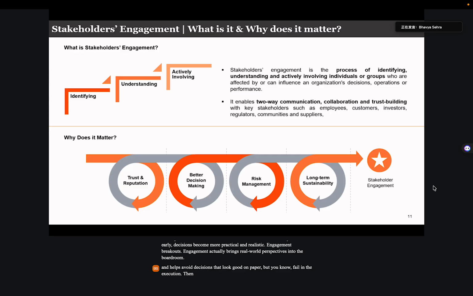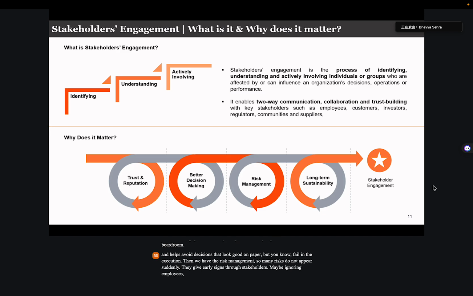Then we have risk management. So many risks do not appear suddenly, they give early signs through stakeholders. Ignoring employees, customers, regulators, or communities often leads to bigger problems such as strikes, compliance failures, reputational damage, or maybe a regulatory action. So stakeholder engagement helps identify and manage these risks before they turn into a crisis.